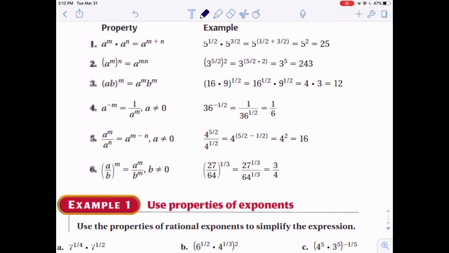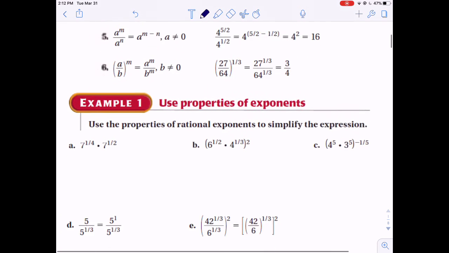And lastly, when you have a fraction with different bases and you have an exponent, you distribute that to both the numerator and denominator equally. And if there's multiple bases in both of those, you distribute it to those equally as well. So that should be familiar to things we've done in the past. So let's look at some real examples.